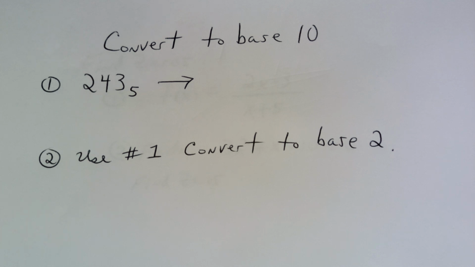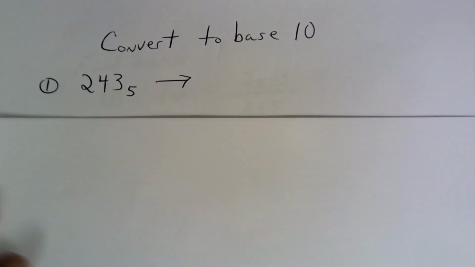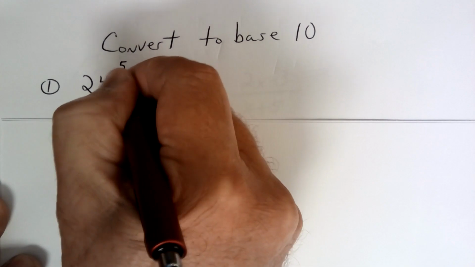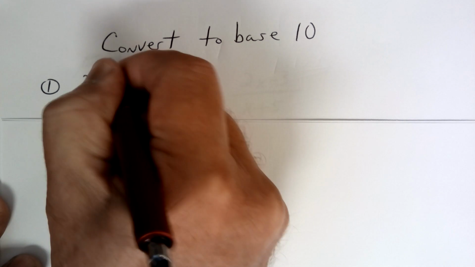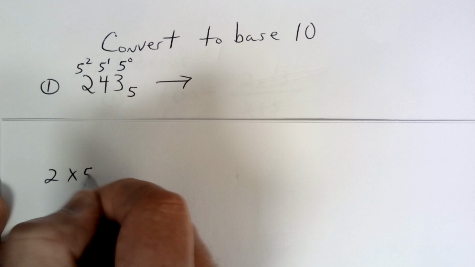We're converting to base 10. This one right here is in base 5. So what you need to do is first expand it. So at the top, put 5 to the 0, 5 to the first, and 5 to the second. So it's 2 times 5 to the second.